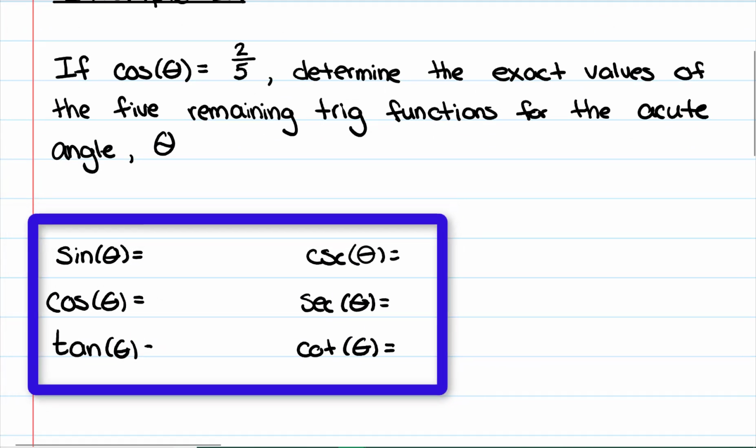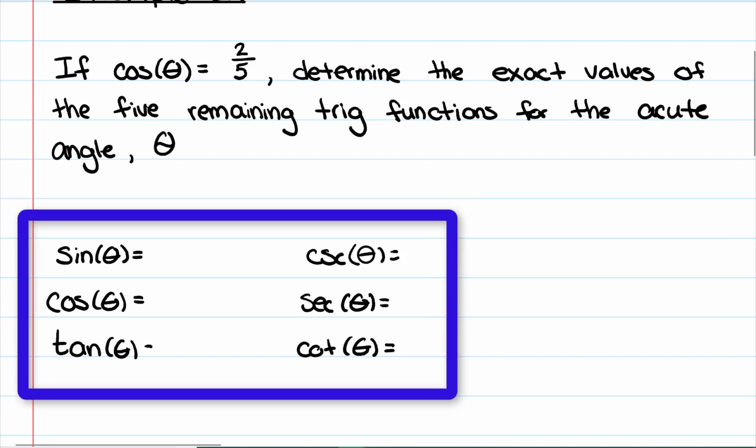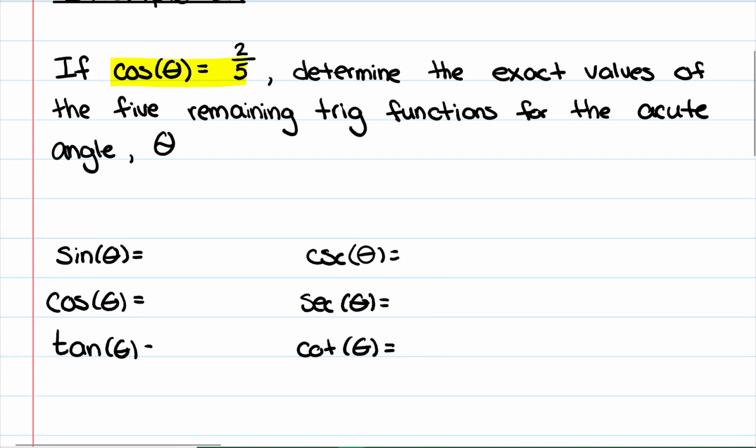So if we look at the problem, let's see what information we already have. Well, we're given that cosine is equal to 2/5. So right away, I can write cosine is equal to 2/5. The next one that I get for free is secant. Because secant and cosine are reciprocals, secant is equal to 5/2.